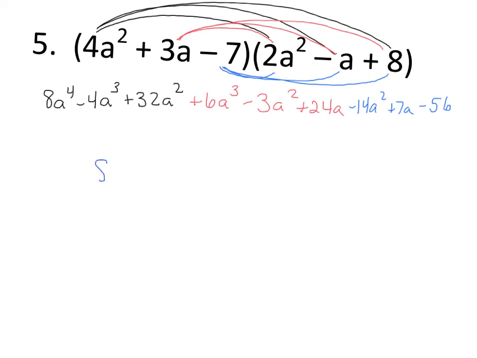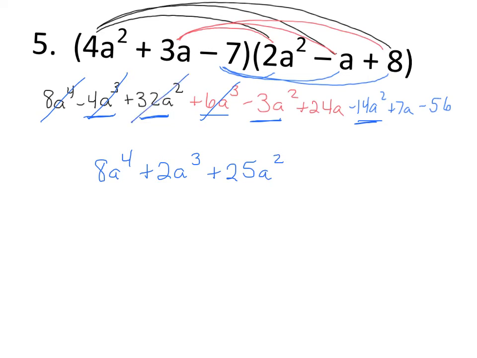All right, so 8a to the 4th doesn't have anything else to compare with. So that guy's gone. So now I'm going to look to the thirds. I've got a negative 4 and a 6. So I have a plus 2a to the 3rd. All right, now I'm going to go to the squares. I've got 32, I have a minus 3, and a minus 14. So let's see, I put those together. I've got 32 minus 3 is 29. 29 minus 14 is a positive 25a squared. Okay, now I'm going to look at the a's. I've got a 24a and a 7a, so that's 31a. And then I have minus 56 left over.